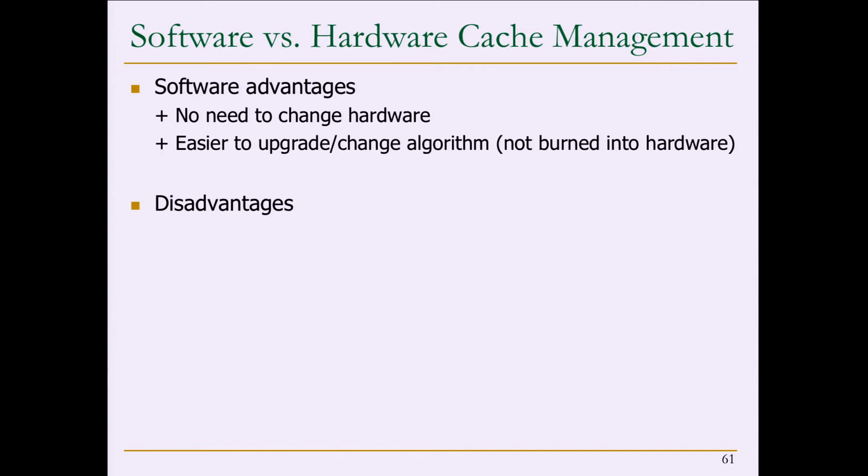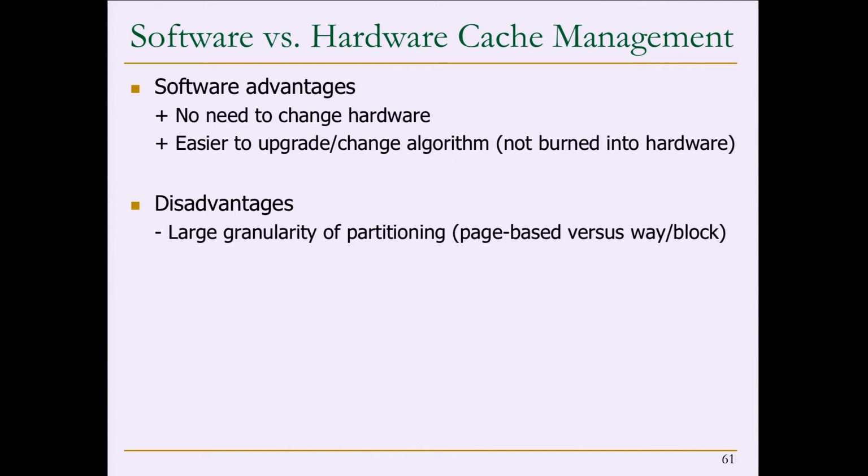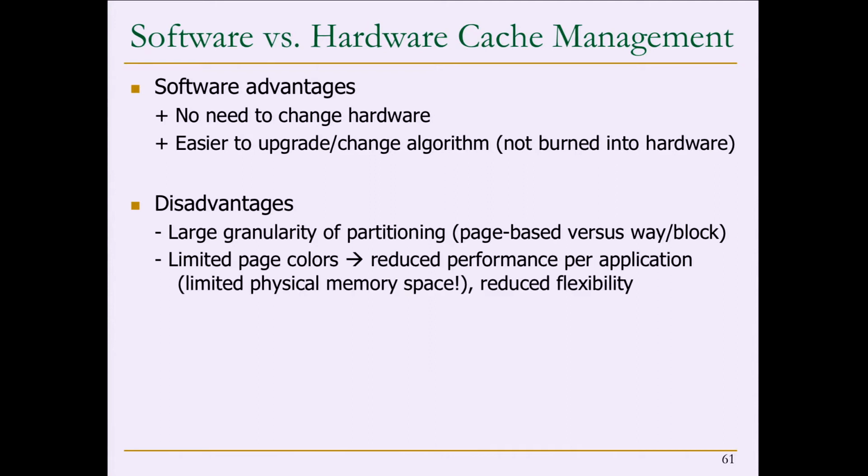That's usually the advantage of software in general, right? But there are a bunch of disadvantages also. Now you have a very large granularity of partitioning, right? You're page-based versus way or block-based. And you need to move those huge pages. And you may actually have limited colors, depending on the cache configuration you have, how many bits of the physical address overlap with the page, with the cache set index. Now you may have very limited colors, right?